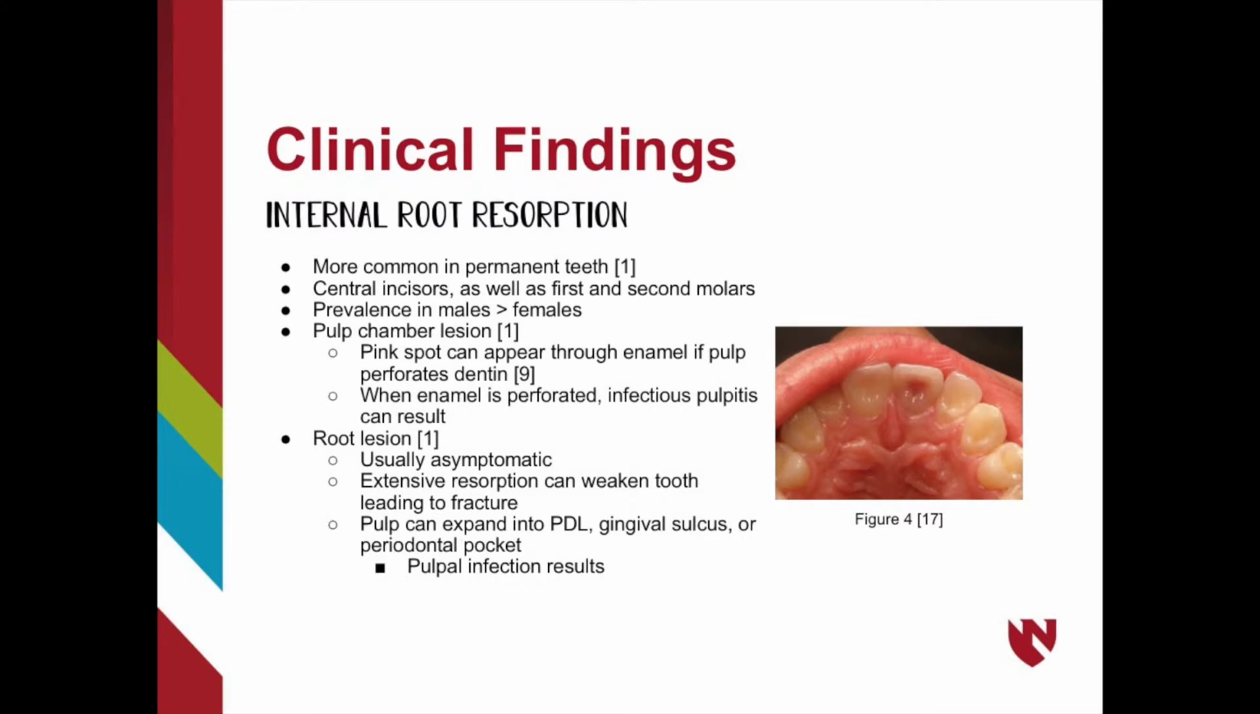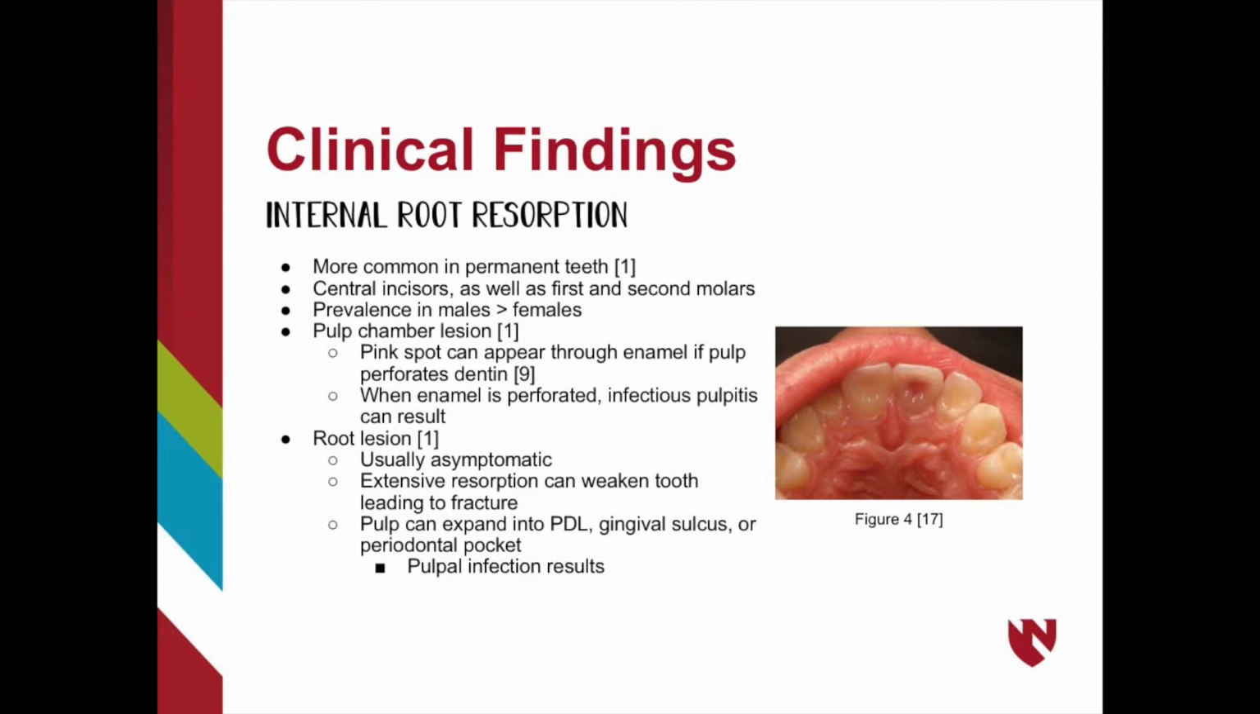Internal root resorption is more common in permanent teeth than primary teeth and is most often seen in central incisors, first molars, and second molars, with the prevalence being greater in males than females. When the lesion is in the pulp chamber, a pink spot can appear through the enamel when the dentin is perforated, as seen in Figure 4. You can see the pink lesion through the enamel on the lingual of tooth number 9.